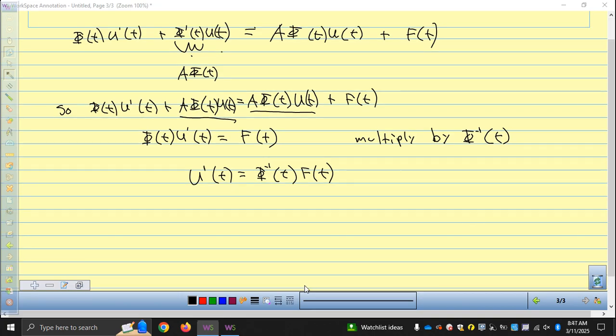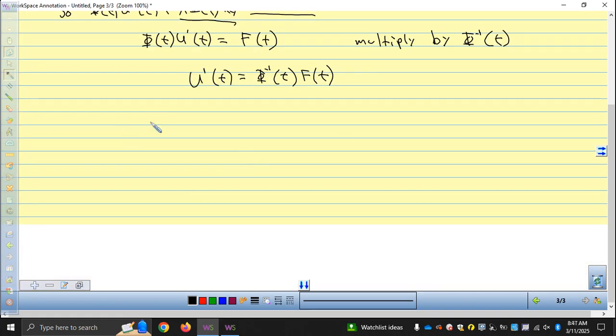And then u of t is the integral of this thing. So that's going to be the integral of phi inverse of t times f of t dt. And we evaluate that integral by integrating each component of the column matrix, column vector, that we get when we do this multiplication. So this gives us a way to solve for u of t. That's the column matrix of those functions that we were looking for.